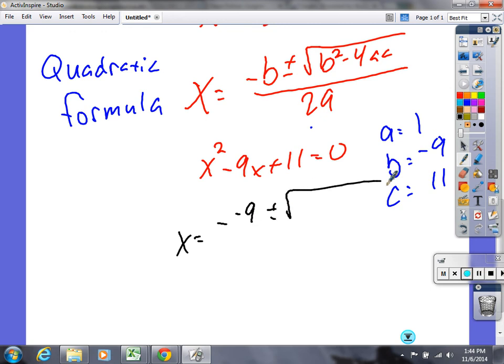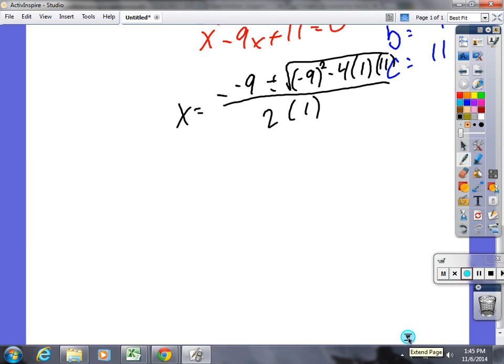Plus or minus the square root of b squared minus 4a, where a is 1 and c is 11, all over 2 times 1. I say it out loud even as I plug it in. Was that hard to do, the plugging in, guys?